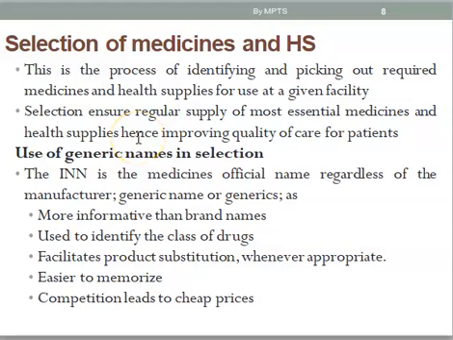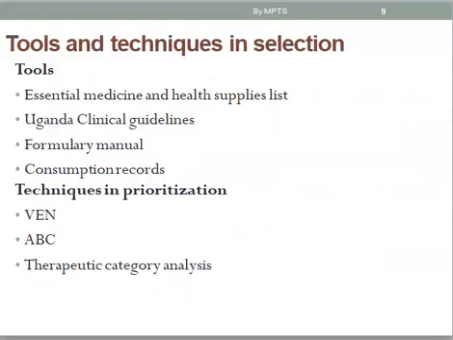Of course, in selection we use the generic name or the INN name, the official name, not the brand names. Why? Because they are more informative. It's also required by the law, used to identify the class of drug, and facilitates product substitution. If someone asks for paracetamol, whichever brand you have, you can give those ones. It is easier to memorize, and sometimes competition could lead to cheaper prices if you use generic. But if you say brand, it is a brand. A brand is a brand.